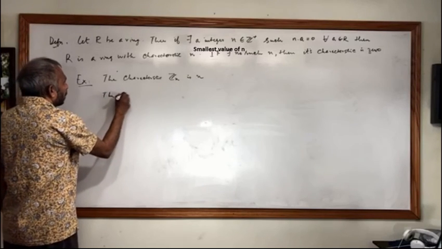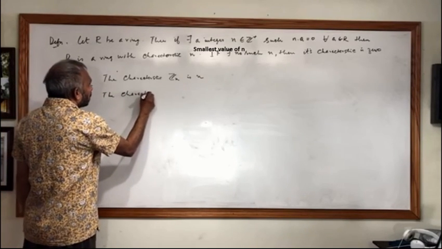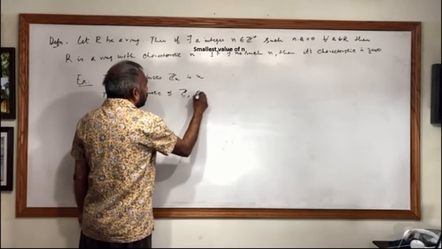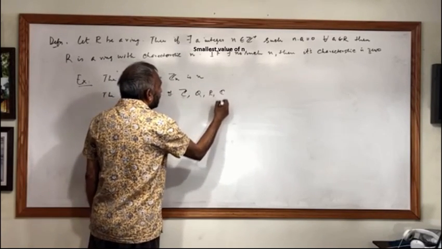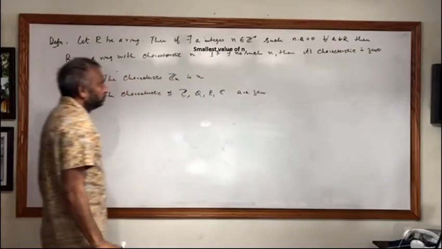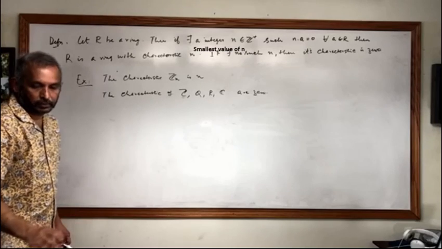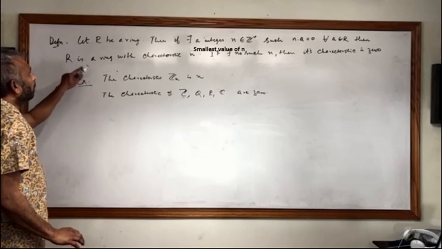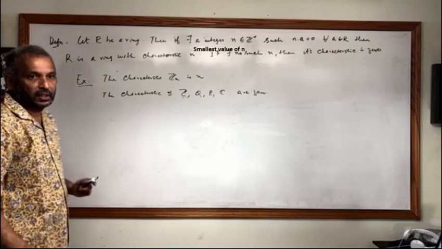The characteristics of Z, Q, R are 0. We are going to use this definition for the further discussion on rings and fields.